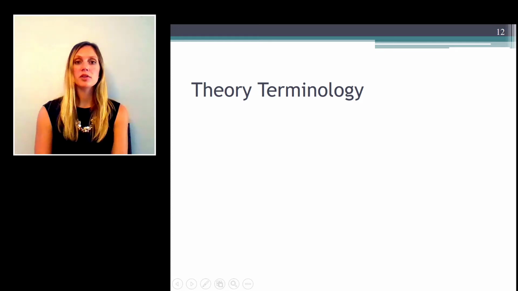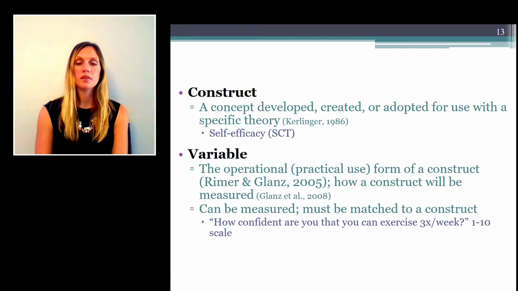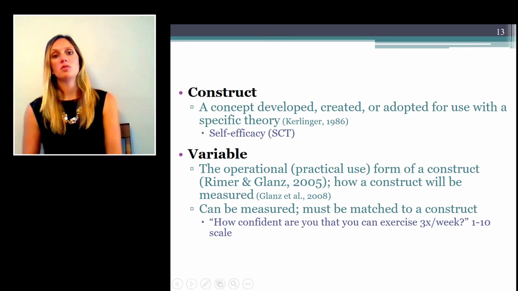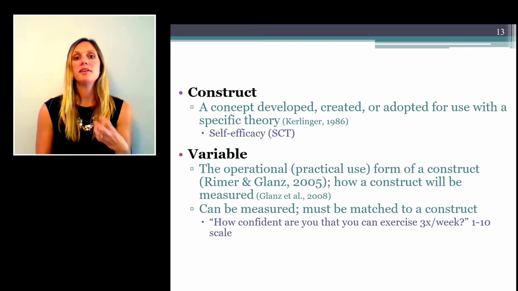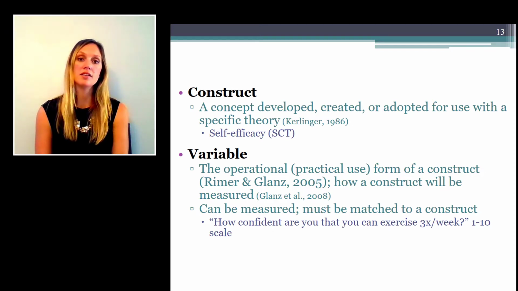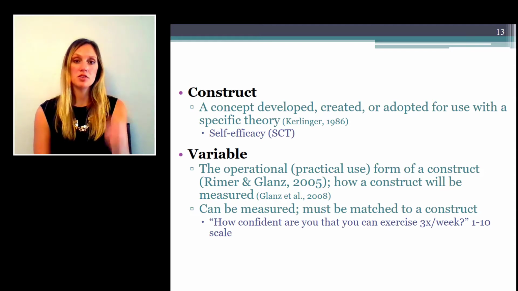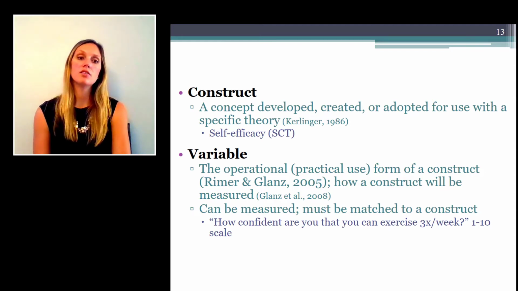Now let's get into some terminology related to theory. When we're talking about theories, we use a couple different key terms. The first is construct. Construct is the term that we use to describe the pieces of a theory, the factors that are hypothesized in a theory as predicting behavior change. So an example of a construct would be self-efficacy. That is a key construct in the social cognitive theory among other theories, or readiness to change.